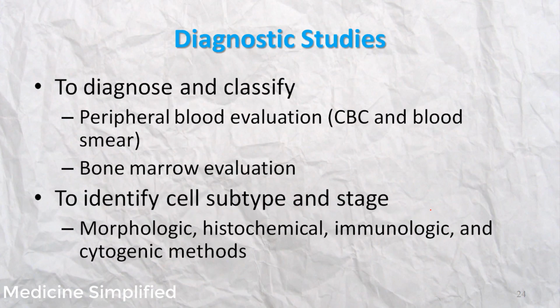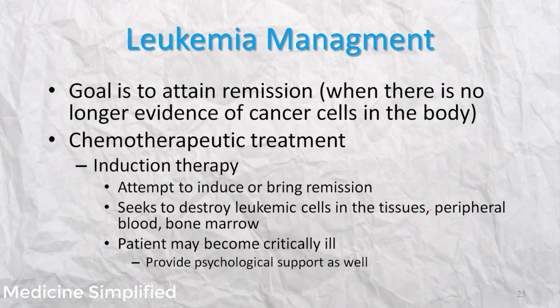Coming to the diagnostic studies, to diagnose and classify leukemias, we should perform peripheral blood evaluations like CBC and blood smear. And there should be a bone marrow evaluation also. To identify cell subtype and stage, there should be morphologic, histochemical, immunologic, and cytogenetic methods. Coming to the management, the goal of leukemia management is to attain remission when there is no longer evidence of cancer cells in the body.